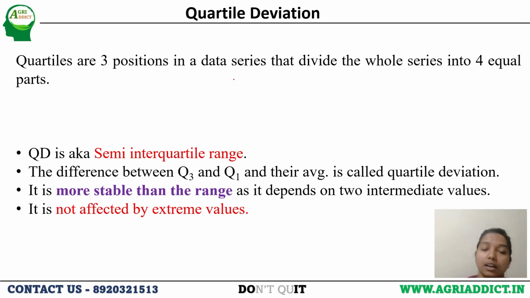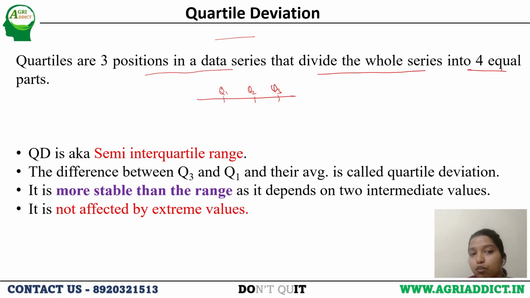The second measure of dispersion is quartile deviation. In the previous lecture I have already taught what is quartiles, but here I'll be revising it. Firstly, this is a data and we have to divide it into 4 equal parts. Then we'll be needing 3 quartiles. Okay, Q1, quartile 1, Q2, quartile 2, Q3, quartile 3. So, quartiles are the three positions in data series that divide the whole series into four equal parts. I hope you got the point.